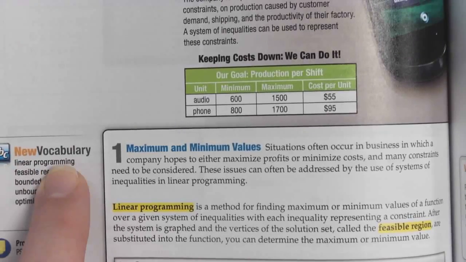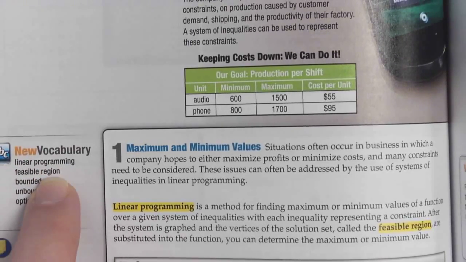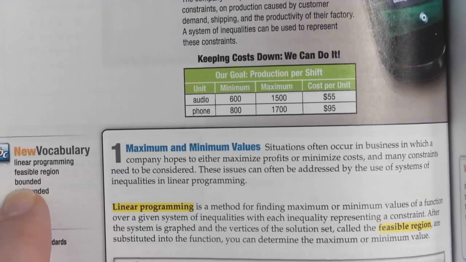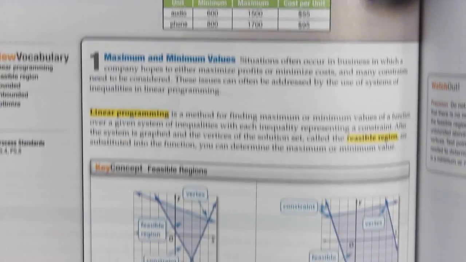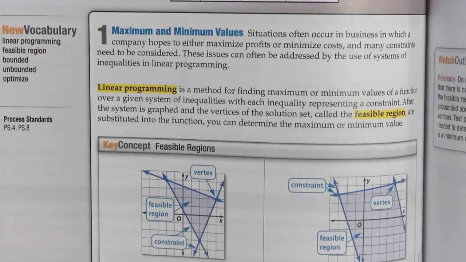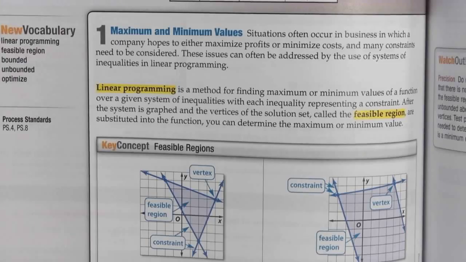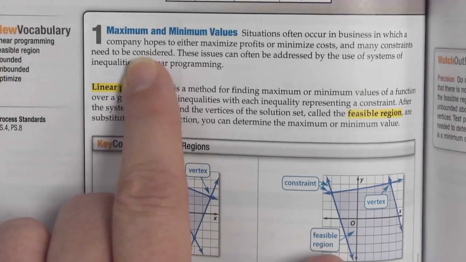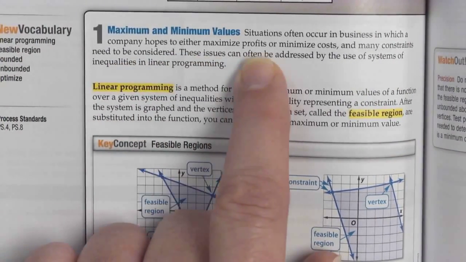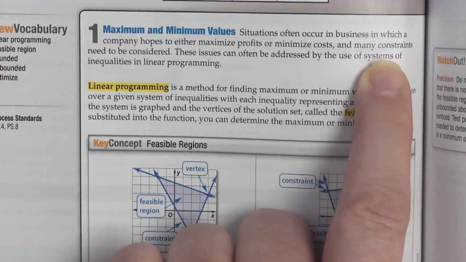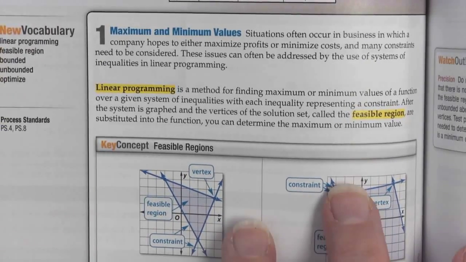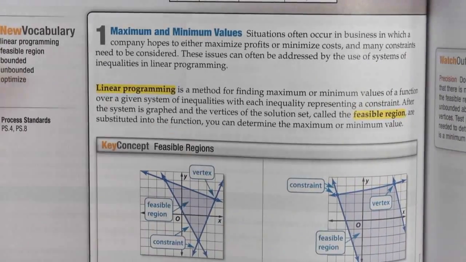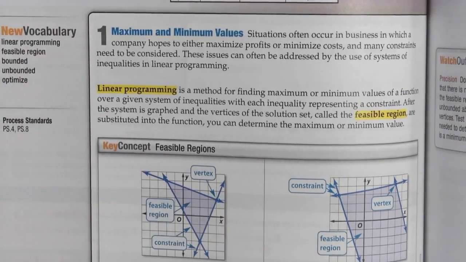All right, here we go, let's look at the vocab real quick. Linear programming, feasible region, that's the area that's shaded. We'll talk more about that. Bounded, unbounded, and optimized. Now, maximum and minimum values. Situations often occur in business in which a company hopes to either maximize profits or minimize costs, and many constraints need to be considered, and in reality, more than the ones they're going to give you. If you actually had your own business, you would have to think about a lot of things, but they put it all together in the equations that they're going to give you.